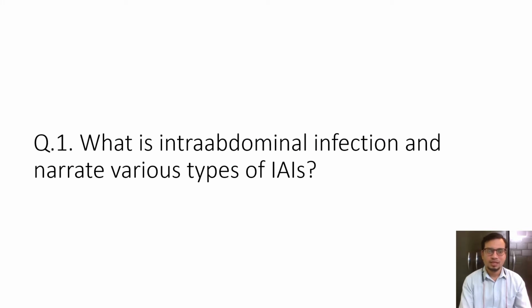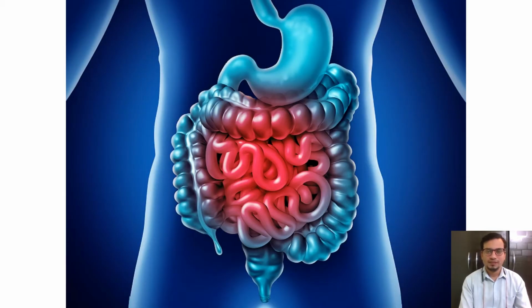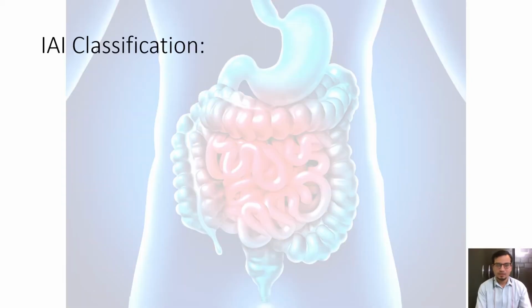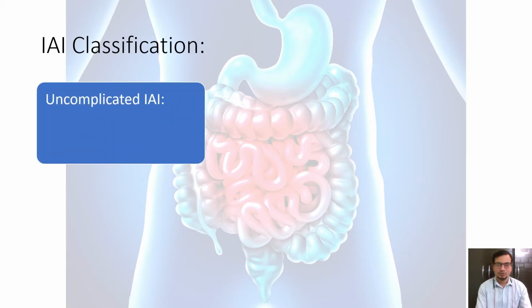What is intra-abdominal infection and what are the types of intra-abdominal infections? Intra-abdominal infection is the second most common cause of sepsis after pneumonia. It is defined as the local manifestation that occurs as a consequence of peritonitis. However, it can also arise from the gynecological or urinary tract. So the classification is like this: it can be of two types, uncomplicated and complicated intra-abdominal infections.